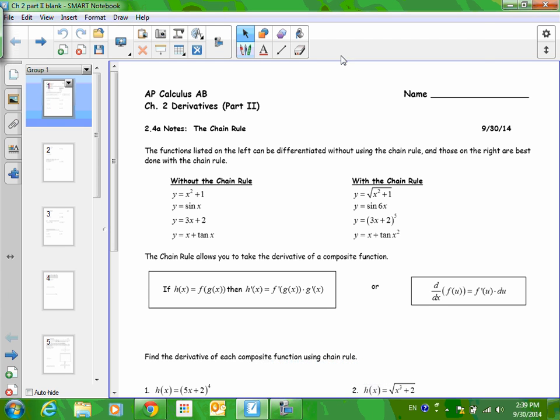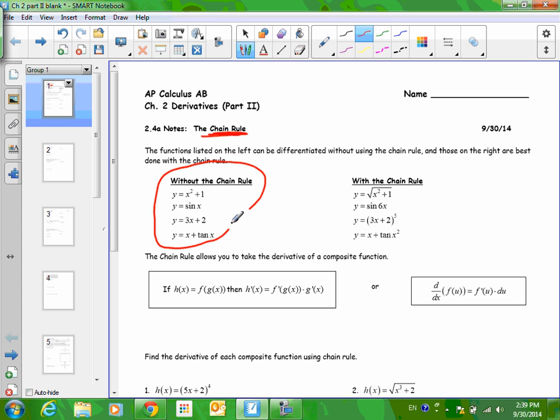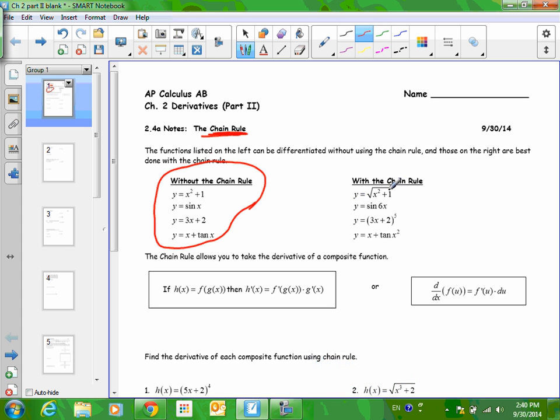Okay, so when we're looking at chain rule, and this is just the first day we're going to do chain rule. We're going to also do this tomorrow. All of these problems over here, we already know how to do them without chain rule. These are all just power rule or basic trig. Look at what changes when we put a square root around a binomial.